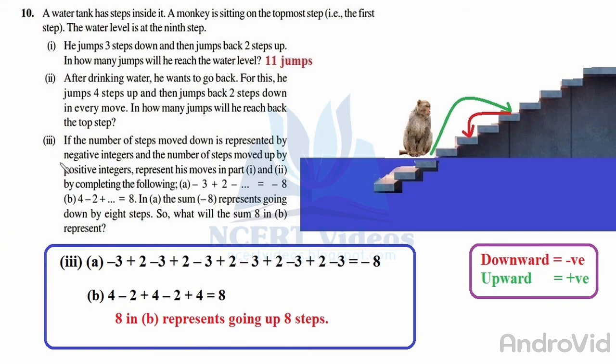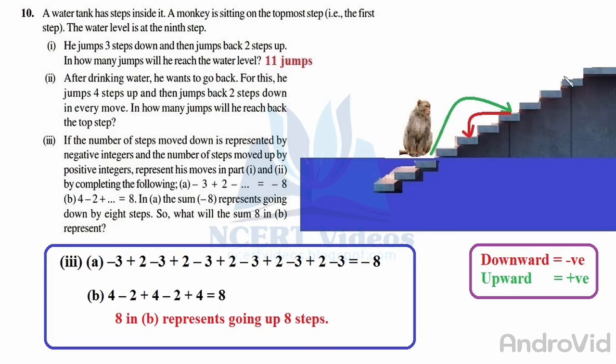Question third. If the number of steps moved down is represented by negative integers and the number of steps moved up by positive, represent his moves in parts 1 and 2. We have written downward negative, upward positive. So A and B are given. From our previous solution, we have to write it 11 times because we knew in the first part that he took 11 jumps. Minus 3 plus 2, minus 3 plus 2, minus 3 plus 2, and you will find that it comes out to be minus 8.